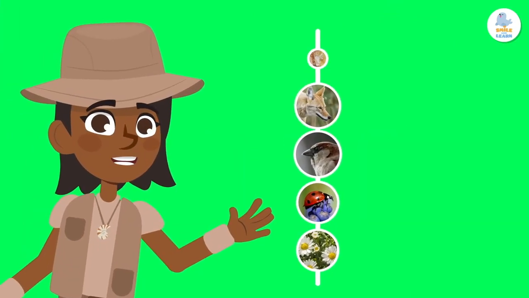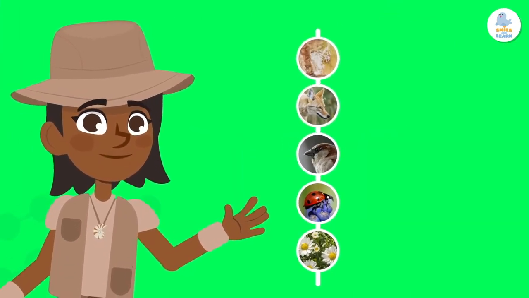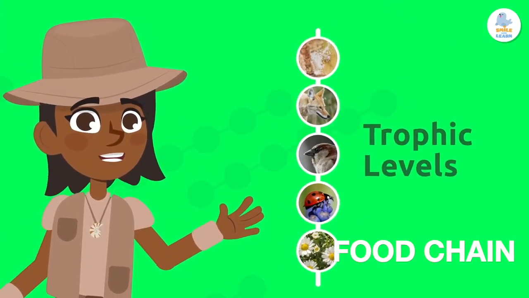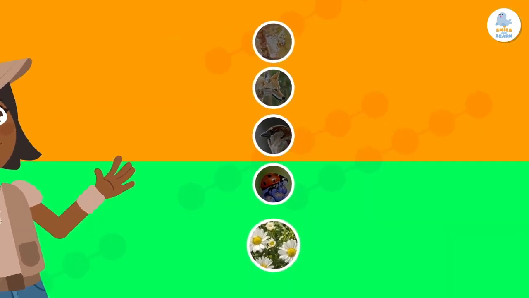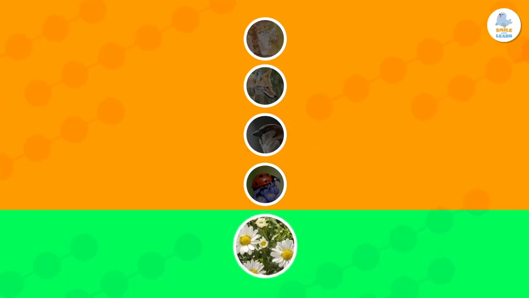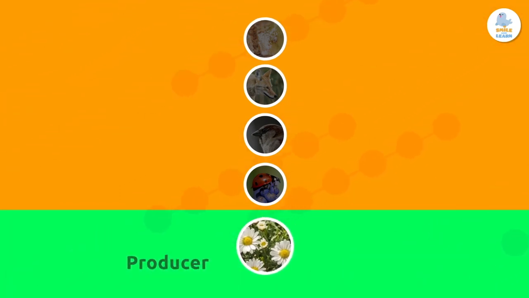As you can see, food chains have different levels, which we call trophic levels. Let's learn about them. Food chains can start with an autotrophic plant or producer that makes its own food. In the example from before, the flower is our producer.